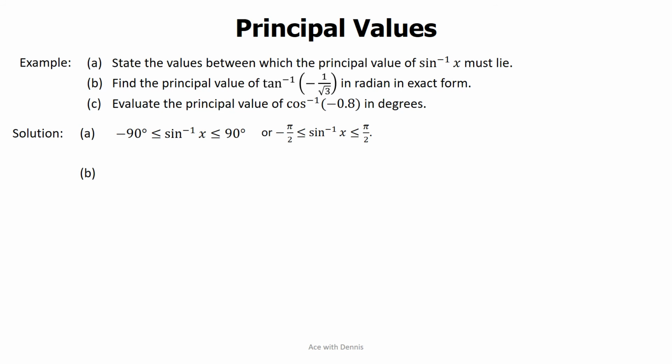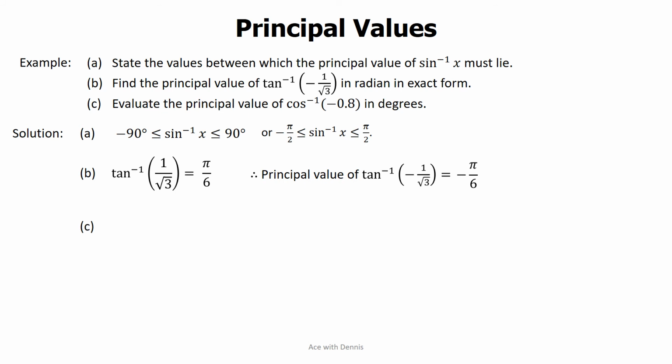Answer for B. Firstly, we want to find the basic angle. Inverse tangent of 1 over root 3 will be pi/6, which is 30 degrees. This is a standard angle. Now we know the range of the principal value of inverse tangent is in the first and fourth quadrants. Since tangent is negative here, it should be in the fourth quadrant. Therefore the answer will be -pi/6.